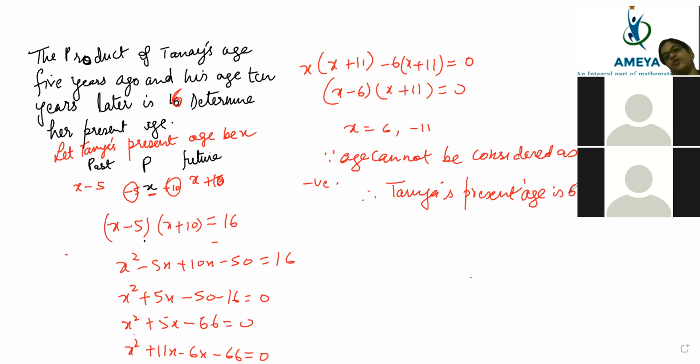So what exactly you have to do in this question? One time you have to go in past and one time x cannot be negative. Correct only, beta. So one time you have to go in past, next time you have to come in future. So past is exactly minus 5. So present age is x. 5 years before will definitely be x minus 5, and 10 years after now it will become x plus 10. So x minus 5 into x plus 10 is equal to 16, and after that we got Tanya's age as 6. Understood everyone? I am asking this question. Understood everyone?